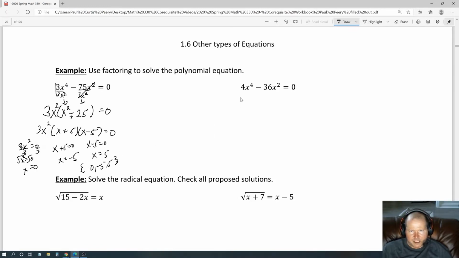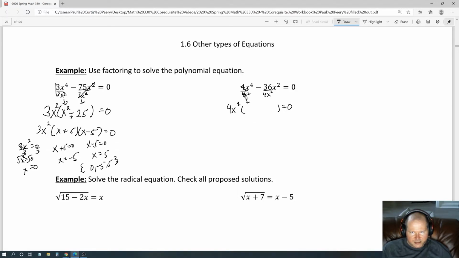Okay, next. What can we factor out of a 4 and a 36? We can factor out a 4. What can we factor out of an x to the fourth and x squared? We can factor out x squared. So we divide both of these by 4x squared. Normally you just do this mentally. You don't actually write this step out. Then we put the result inside the parentheses.